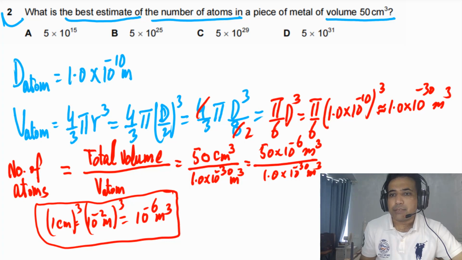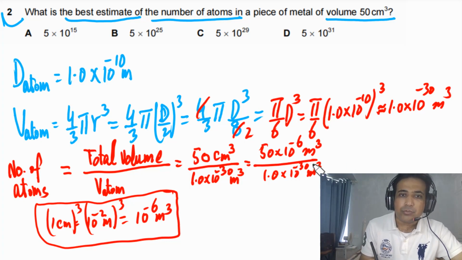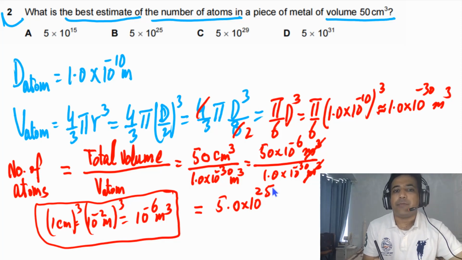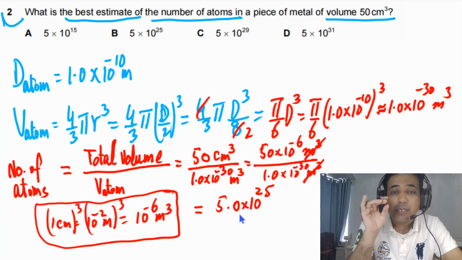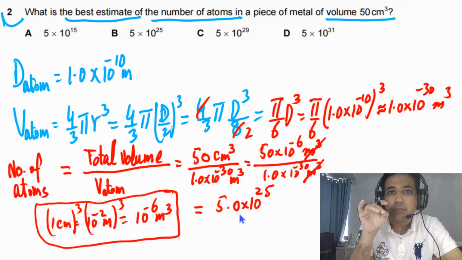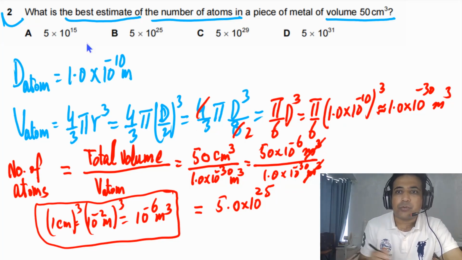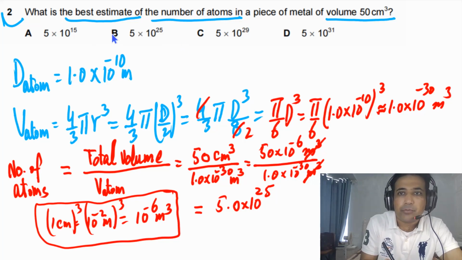And now we can cancel this. Meter cube we can cancel with meter cube. So if we simplify, we will get about 5.0 times 10 to the 25. So these are the number of atoms in 50 cubic centimeters of matter. So the answer for this question is B. So B is the right answer.